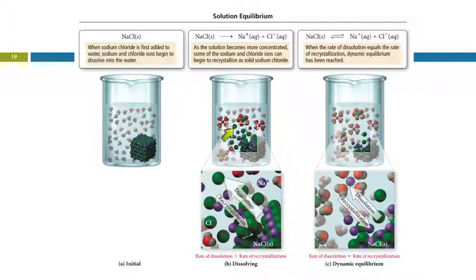when we've got some that is dissolved, then we can have recrystallization. The recrystallization depends on the concentration of the sodium and chloride ions that have dissolved. The rate of dissolving does not depend on that. So eventually, we'll get to a point where the rate of dissolving is equal to the rate of recrystallization, dynamic equilibrium.